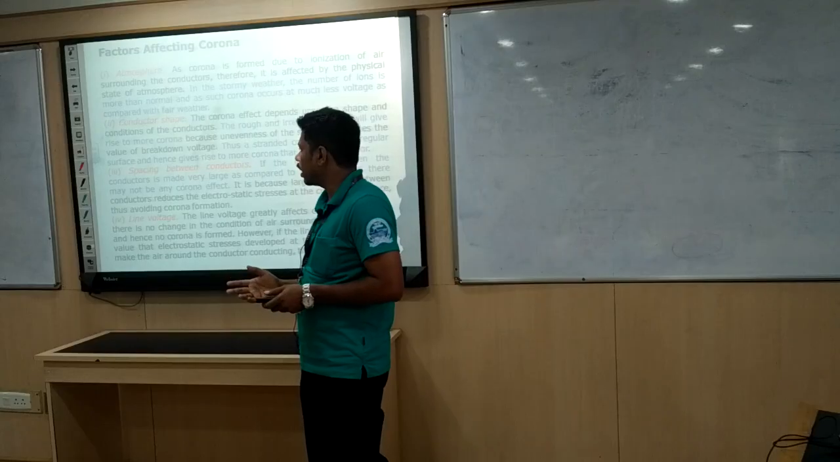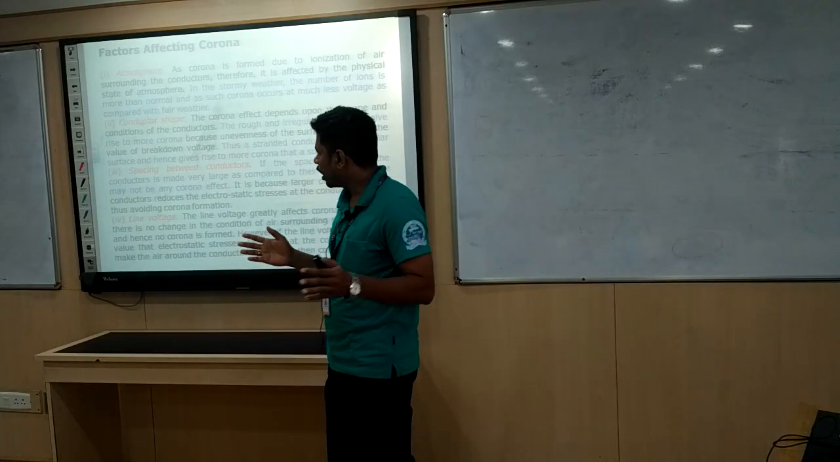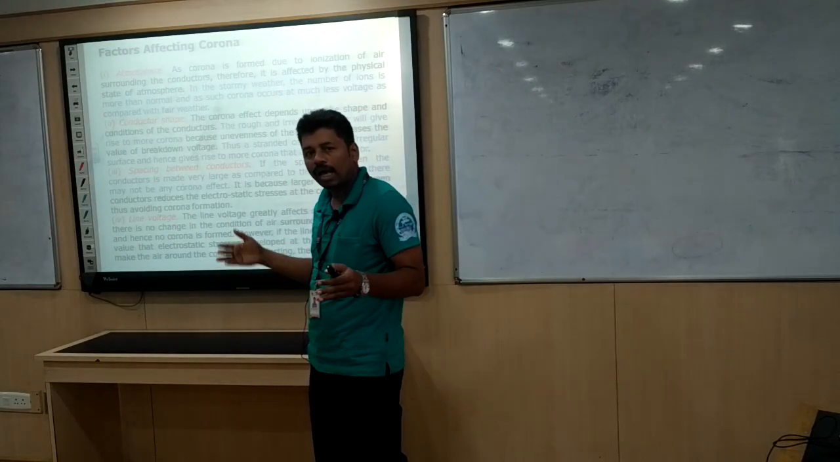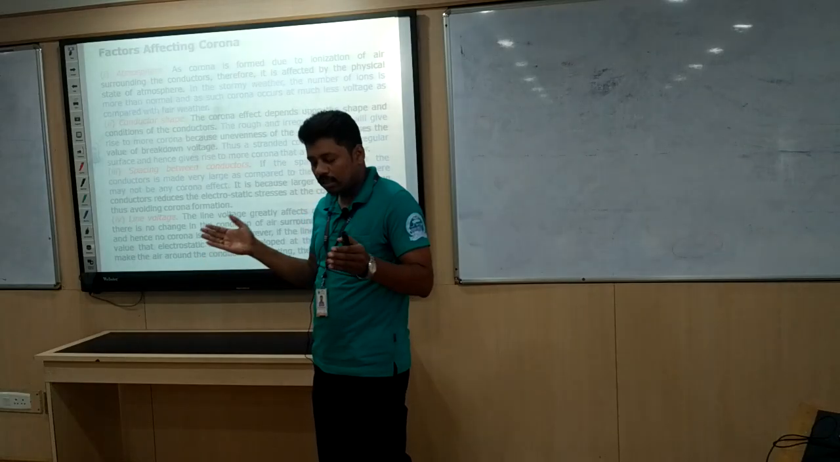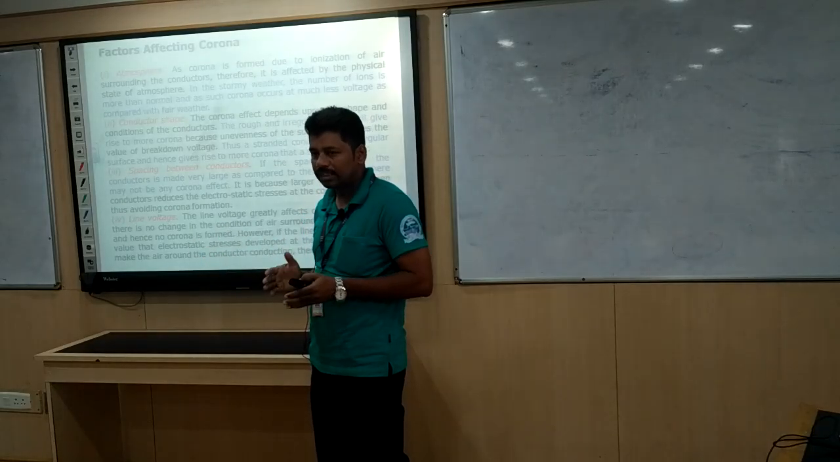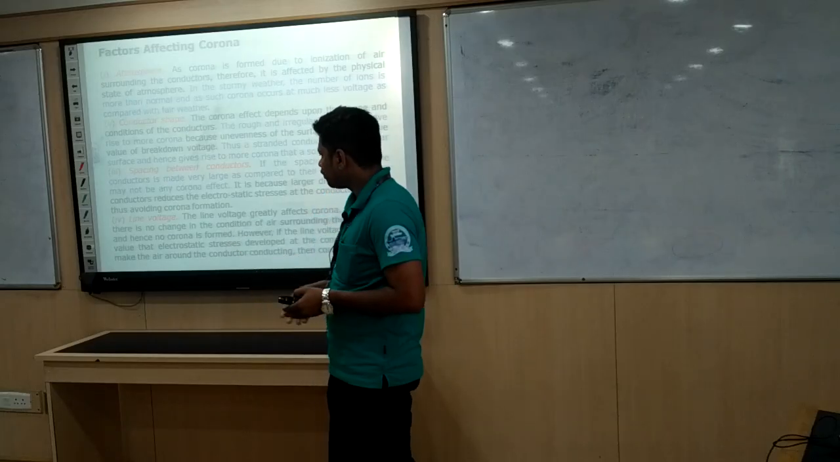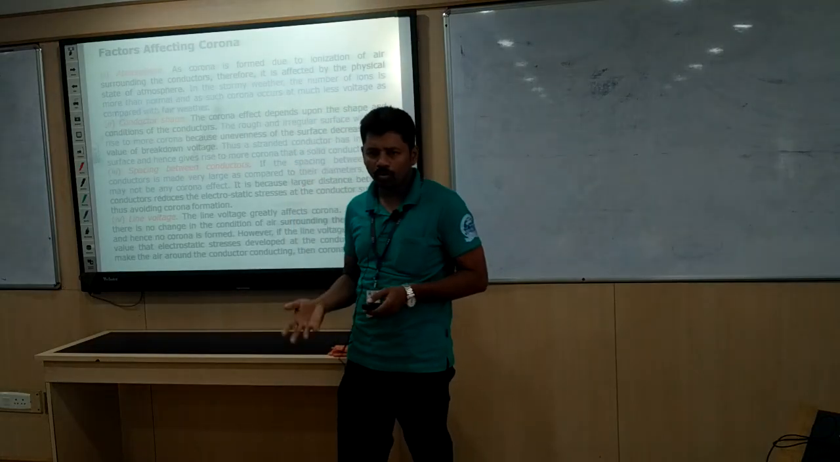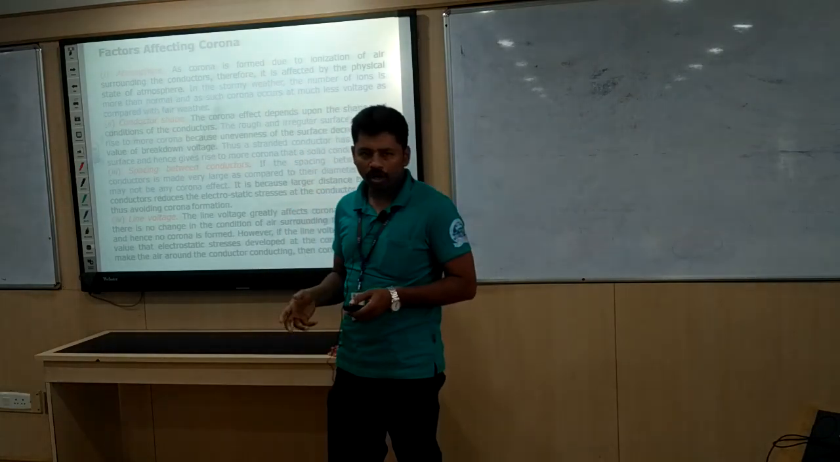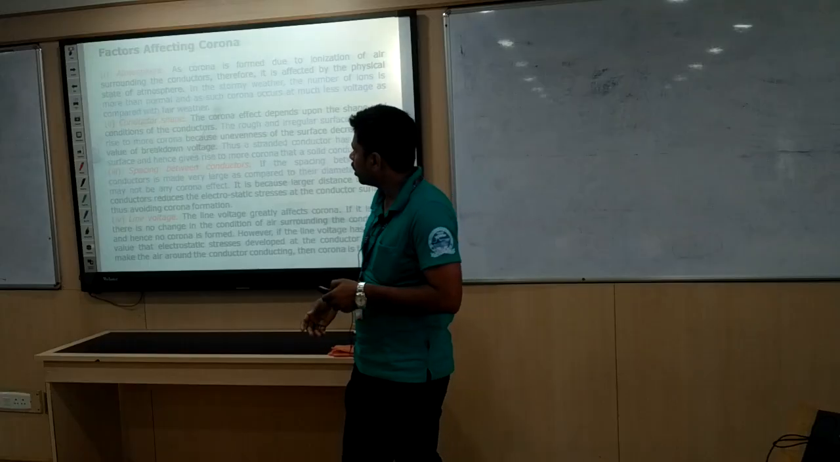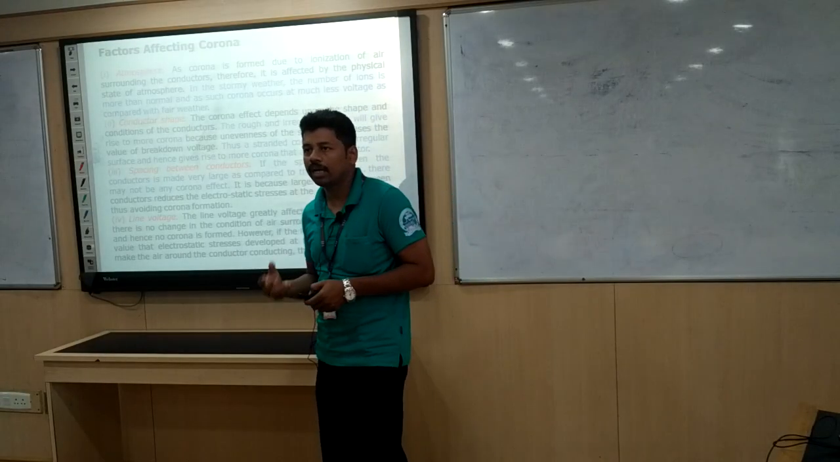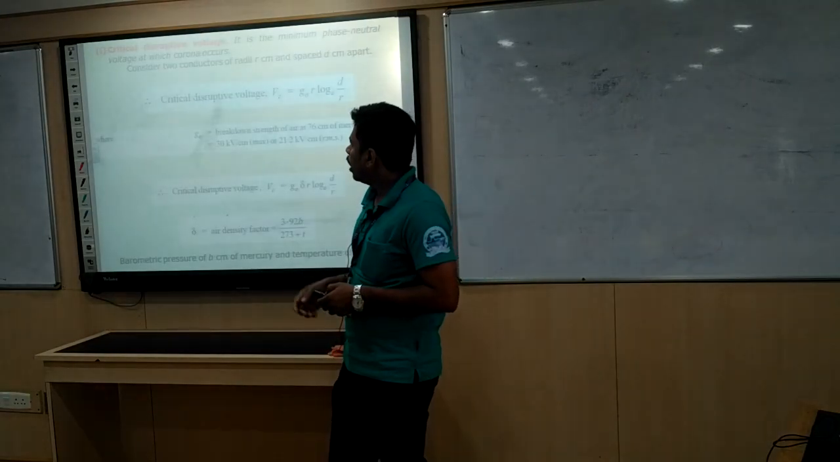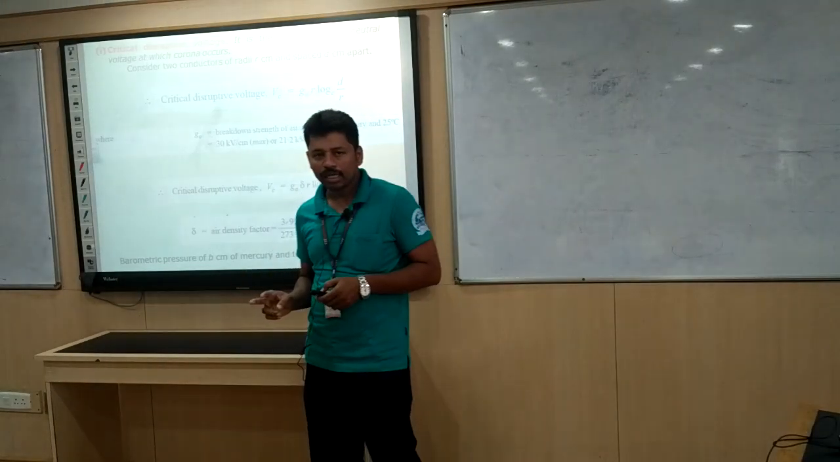And the spacing between the conductors. If the spacing between the conductors is more, as I said earlier, the occurrence of corona is less. If the spacing is less, the occurrence is more. The line voltage also greatly affects it. If you go for higher voltages, the possibility of corona is somewhat more. These are the various factors affecting corona. And the main thing is, there are two voltages that we need to find.